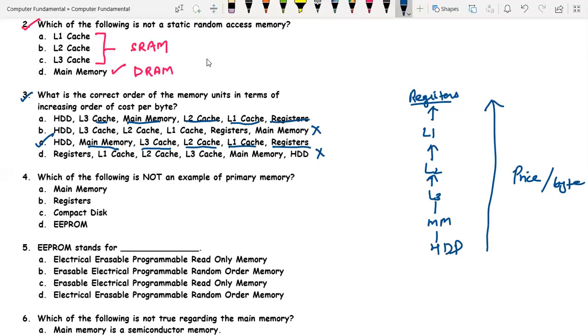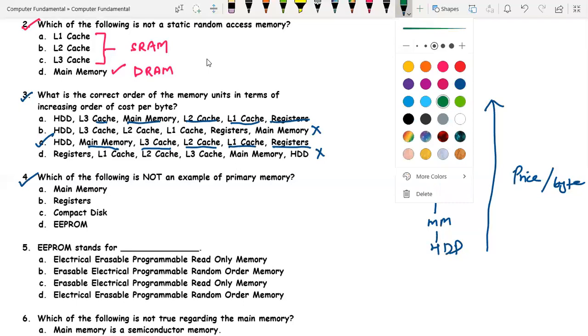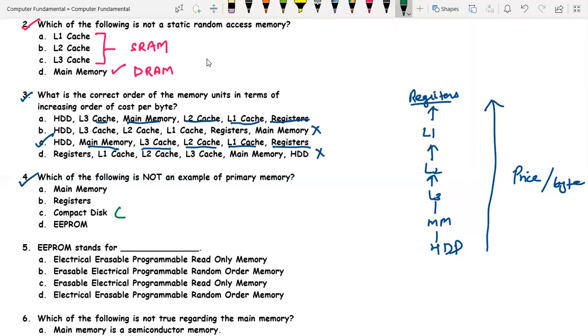What about option number 4? Which of the following is not an example of the primary memory? Compact disc. Yes, and compact disc means CD. So CD is not a primary memory. So the correct answer is this. You already know these two things, main memory and registers. These are the primary memory, and EEPROM is used in ROM, so that is also a primary memory.